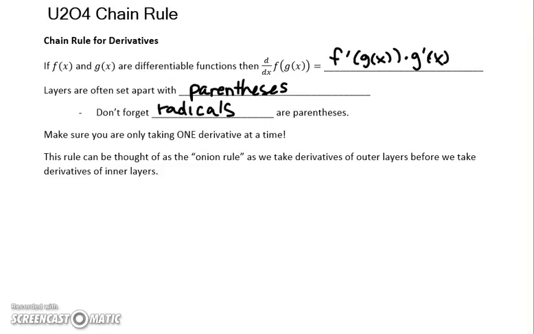Some people like to call this the onion rule, because we're peeling away layers one at a time, like an onion has a bunch of layers. So we're going to take derivatives of the outer layers before the inner layers. And again, those layers are going to be set off with parentheses.